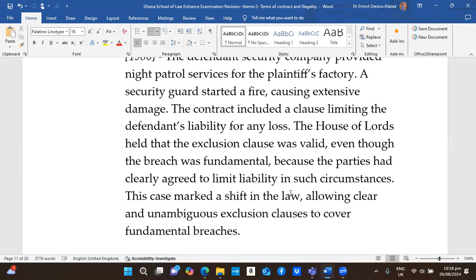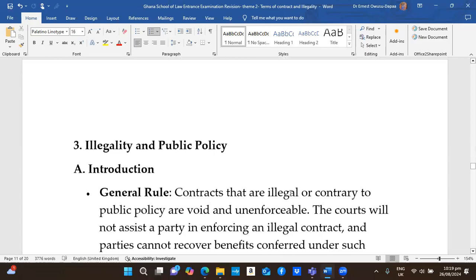So the most important thing to observe from here is that there has been a shift from the doctrinal position that automatically exclusion clauses are not applicable to fundamental breach. Now, the court said that it's more a question of interpretation, construction of the relevant document as it were.